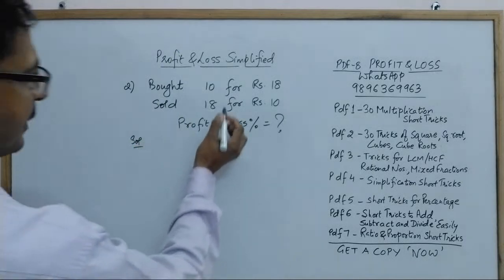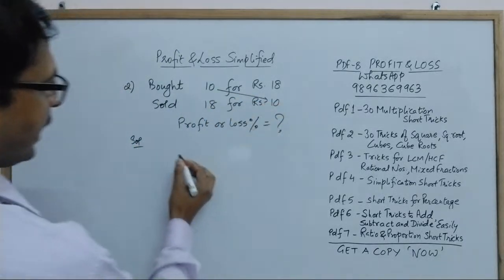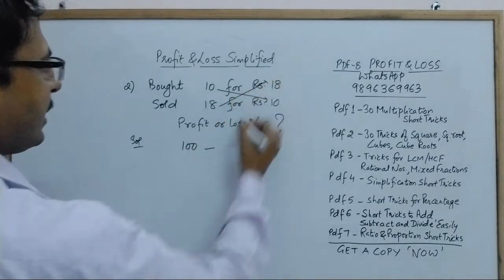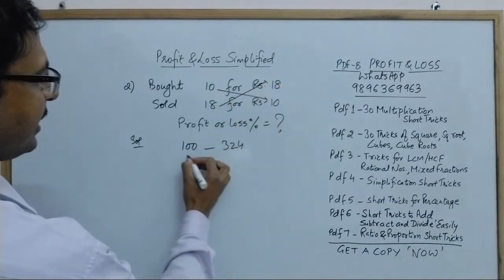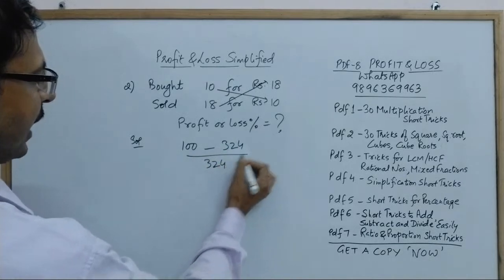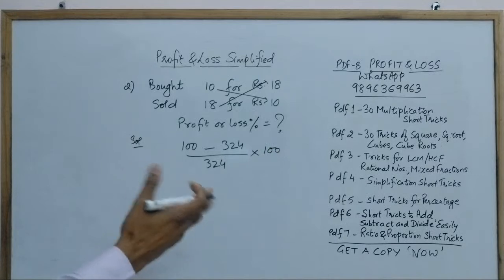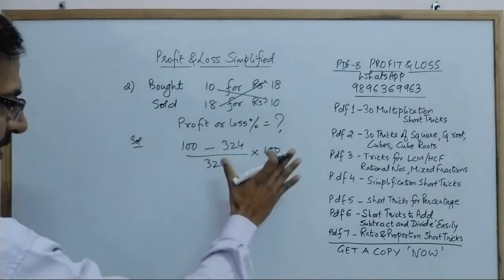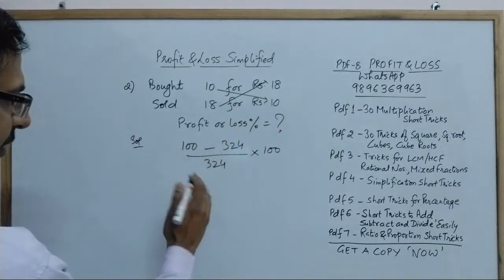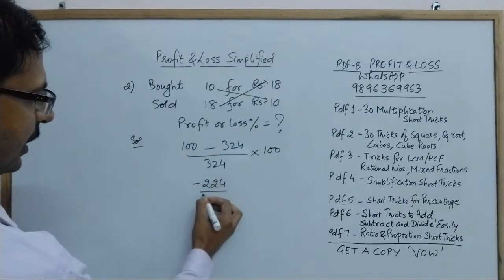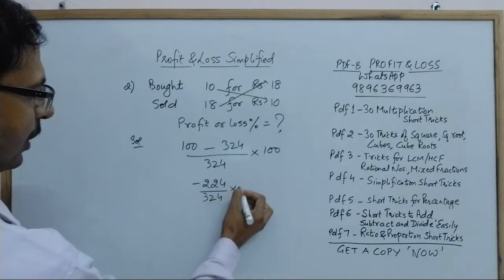Let's see now the solution. Now see, cross multiply like this. 10 into 10 is 100 minus 18 into 18 is 324, then divided by 324 and multiplied by 100, you will get the required percentage. You don't need to do anything else, friends. This is a simple method of finding the answer. Now this is minus 224 upon 324 into 100.